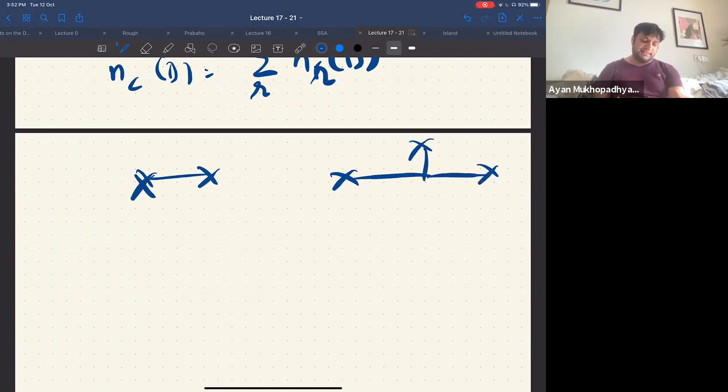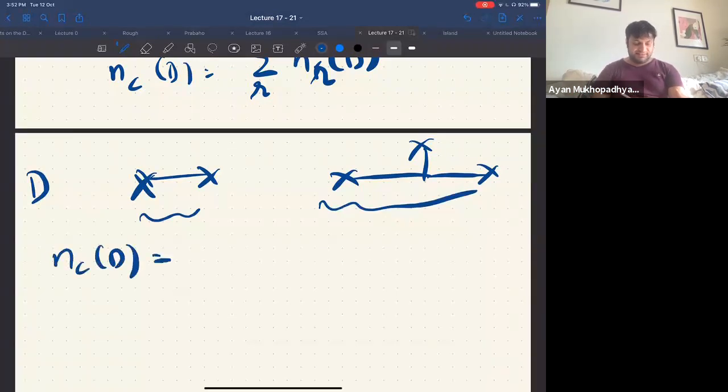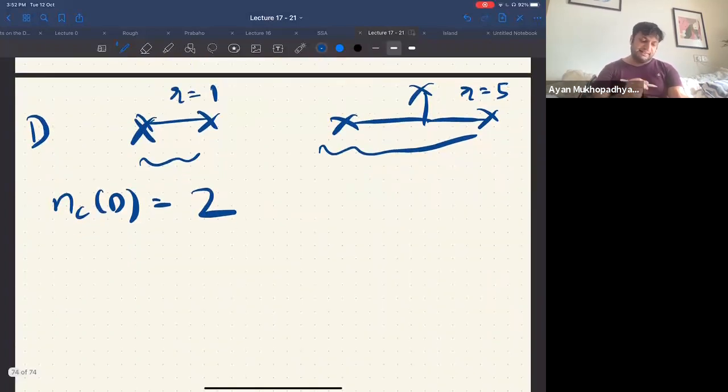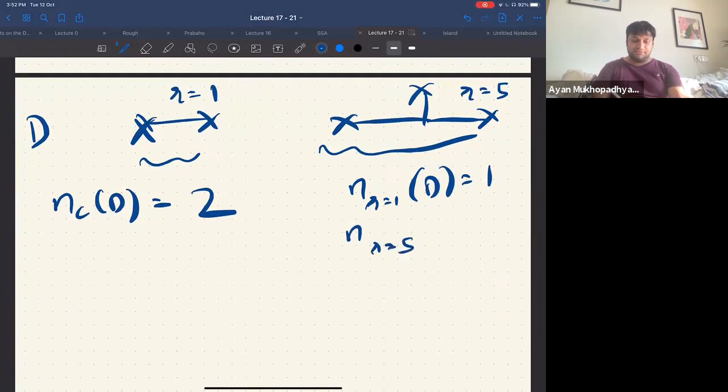And so this is a connected diagram D, and its NCD is 2, meaning it has 2 connected components. Suppose this is R equal to 1, and this is R equal to, say, 5, in some way of indexing all the connected diagrams. This indexing is pretty irrelevant. But then N_R for R equal to 1 is N_R,D equal to 1, and for R equal to 5, N_R,D is equal to 1, right?